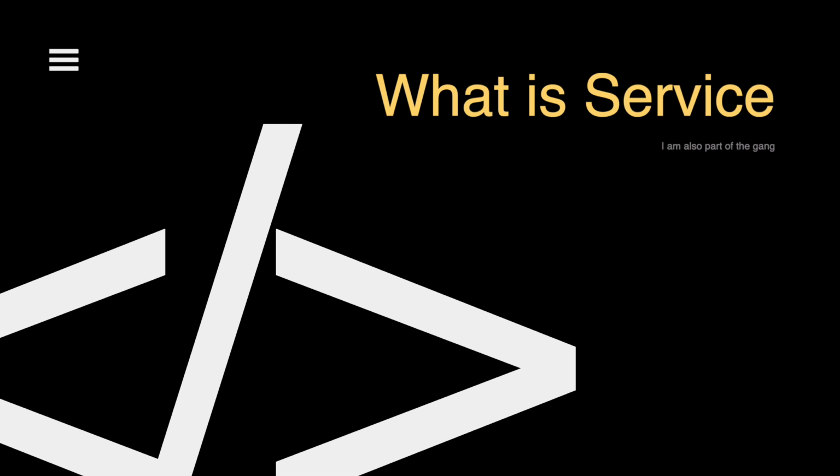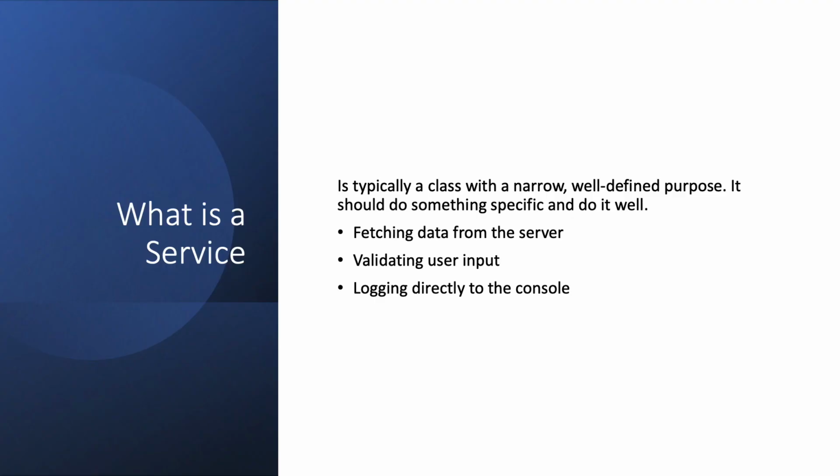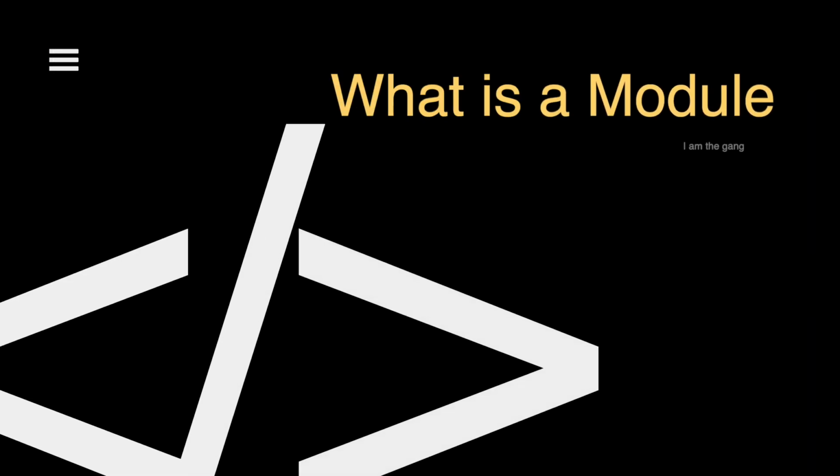Next, what is a service? A service is typically a class with a narrow, well-defined purpose. Basically, it's like a class that has one single purpose that we define, and it can be used across our application. A service is usually used for fetching data from the server, validating user input, and logging directly to the console. What is a module?